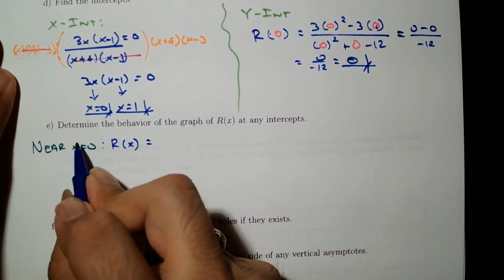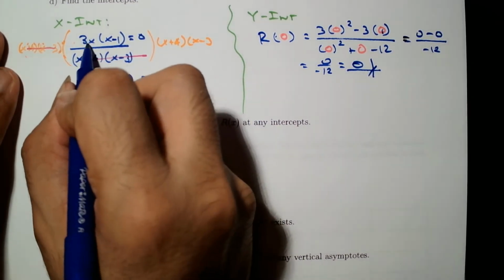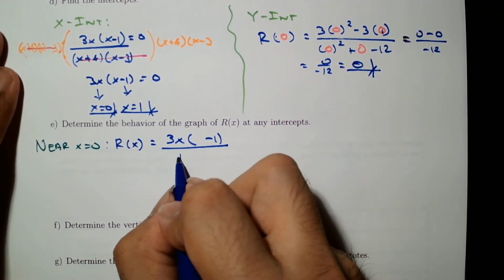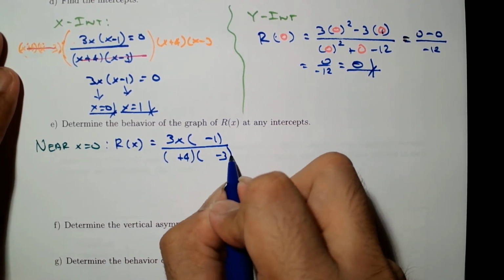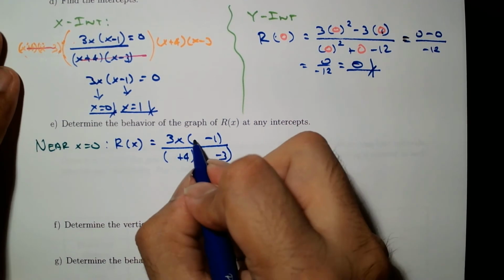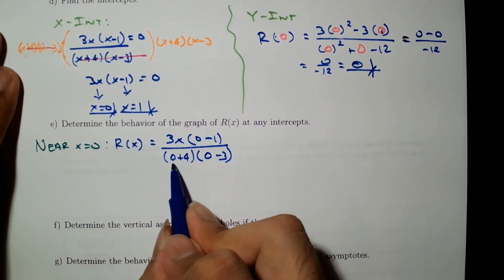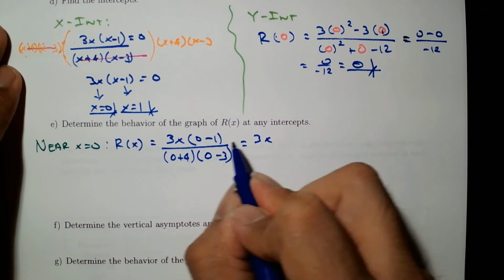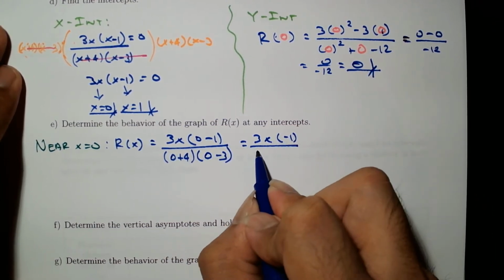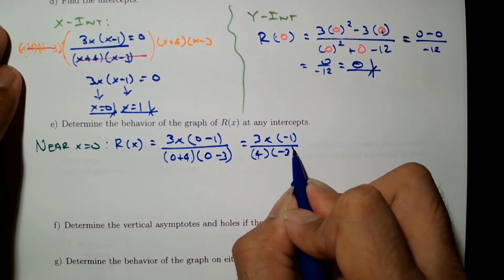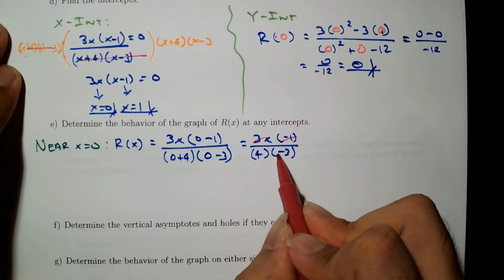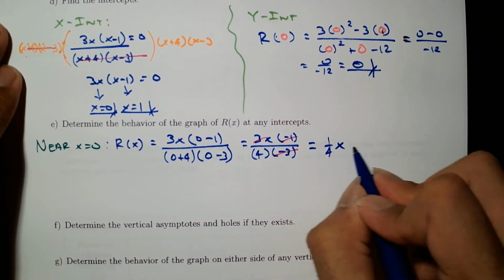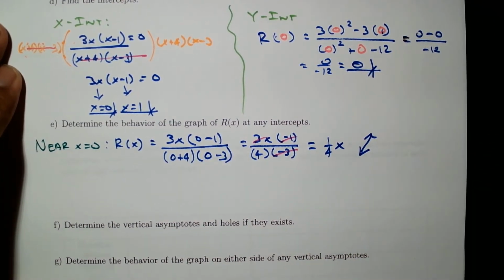Again, we don't evaluate the function at x equals 0 because it's going to zero it out. 3x times 0 minus 1 divided by 0 plus 4 times 0 minus 3. Let's write down those zeros. 0 plus 4 is 4. 0 minus 3 is negative 3. So 3x, 0 minus 1, that's a negative 1. This is 4 times negative 3. Look what's going to happen. 3 times the negative 1 cancels with this negative 3. And what we obtain is 1/4 of x, which is a diagonal line with positive slope.